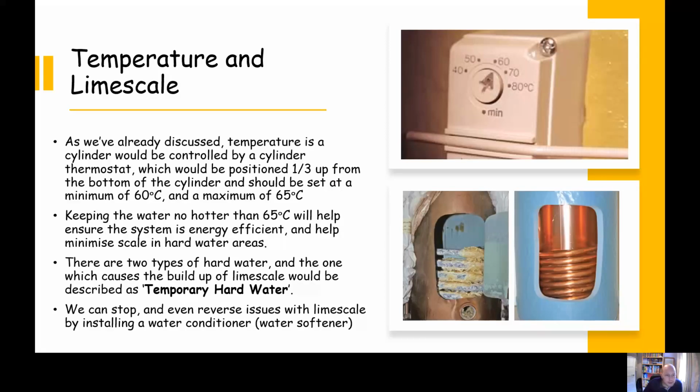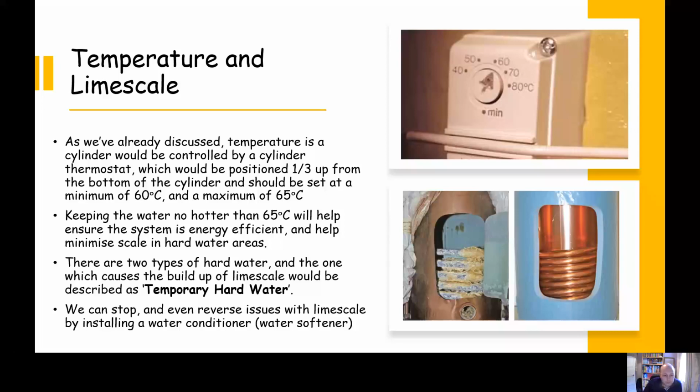Temperature and limescale. Well, as we know, we set the cylinder stat a third of the way up from the bottom of the cylinder, set between 60 to 65. If it's hotter than 65, it'll reduce the energy efficiency of the system because, as you can see in this lovely picture on the left, temporary hard water will cause limescale to occur. Limescale will build up on the coil, and then when water flows through the coil, it needs to heat up the limescale before it can heat up the water, which obviously is going to reduce the efficiency of the system.